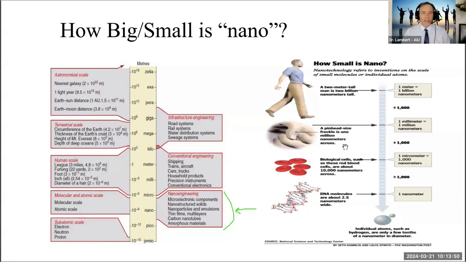I have a question. Yes, sure. When they do DNA engineering, genetic engineering, where is that considered?